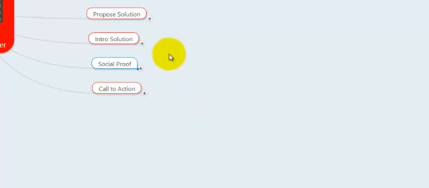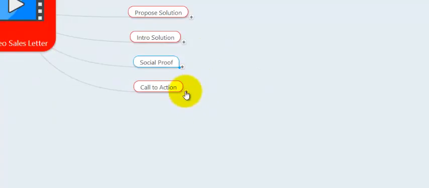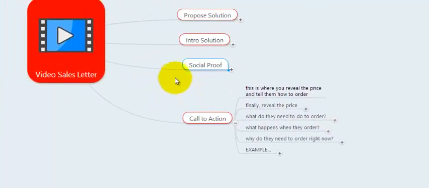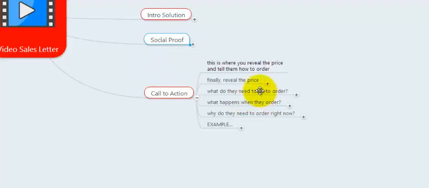So once you've got the social proof, now it's time to finally ask them or tell them how to order. So this is the call to action. So this is where you actually finally reveal the price and tell them how to order. So you don't want to just end the video and assume they know how to order. You actually have to tell them what to do.